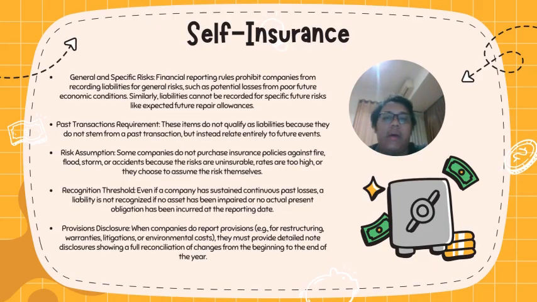Alright, continuing for my friend, I'm now going to be explaining about self-insurance. Firstly, financial reporting rules prohibit companies from recording liabilities for general risks, such as potential loss from future economic condition. Similarly, liabilities cannot be recorded for specific future risks like expected future repair allowance. And with the past transaction requirement, such items do not qualify as liabilities because they do not stem from past transactions, but instead relate entirely to future events.